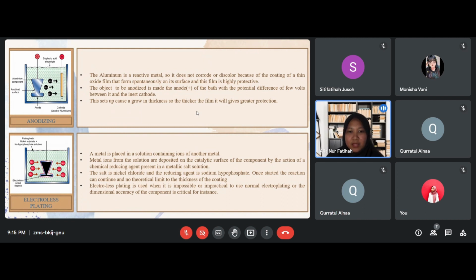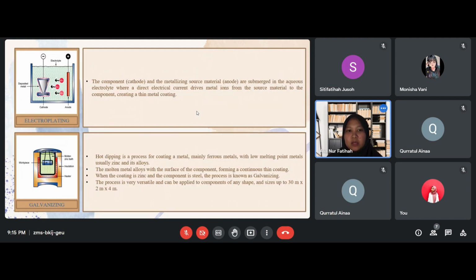Electroless plating is used when it is impossible or impractical to use normal electroplating, or when the dimensional accuracy of the component is critical, for instance. In addition, there is also electroplating. The component cathode and the metallizing source material anode are submerged in the aqueous electrolyte, where a direct electrical current drives metal ions from the source material to the component, creating a thin metal coating.